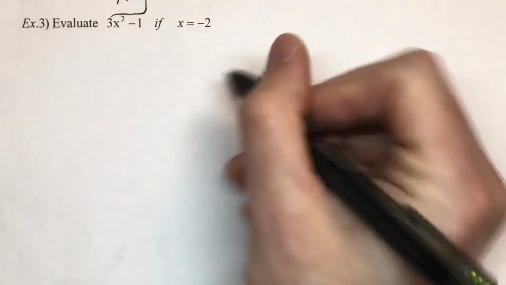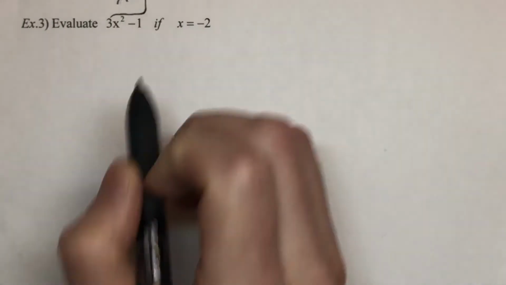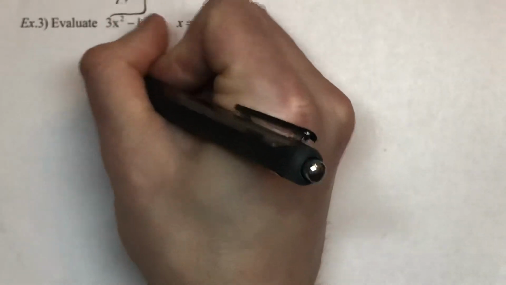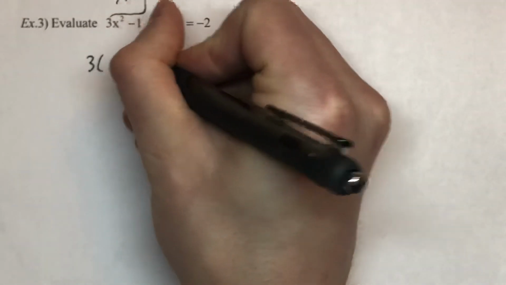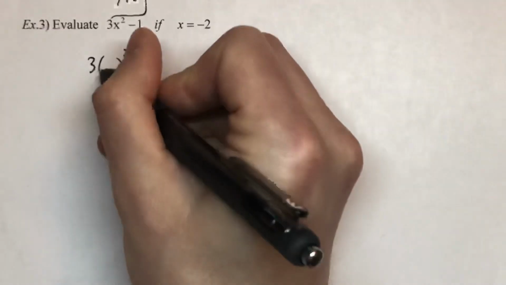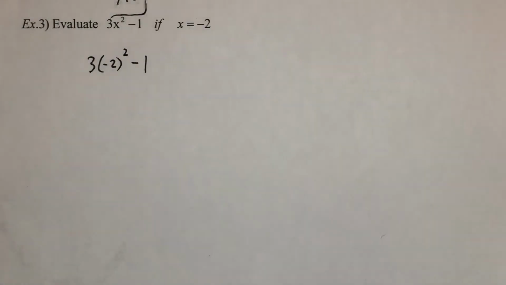All right, in example 3, just a little bit more involved, but again, the idea, write it exactly how it looks, start from left to right, but where you see your variable, that's where you're putting the empty parentheses. Everything else stays the same. Now we'll throw a -2 into that x, where that x was, and evaluate.